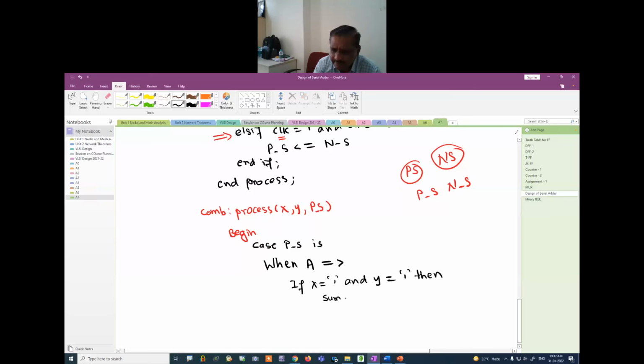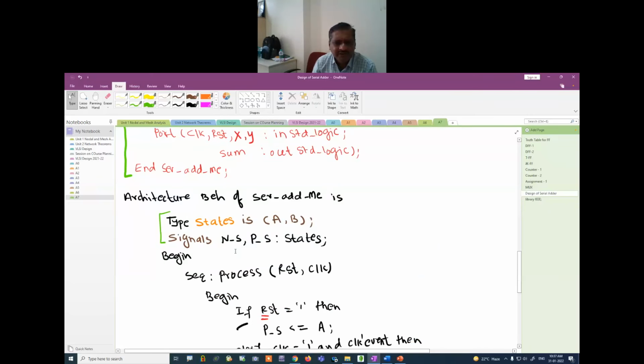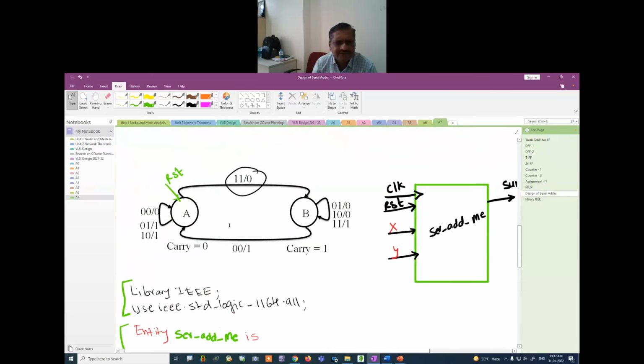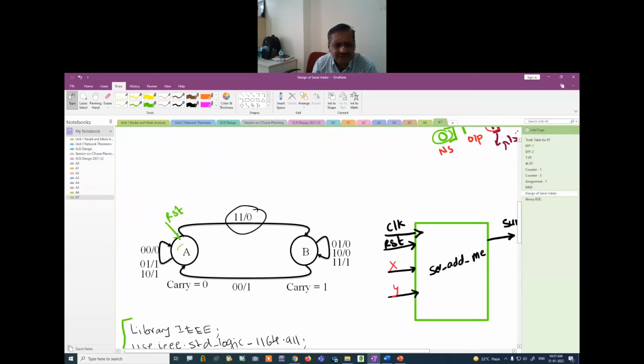Sum will be 0, and the next state will be the B state. Is it right? Else if, this will be for 1, 1. Is it right? Look at this. If we are in the A state, inputs are 1, 1, output will be 0, and the next state will be this, that is the B state. Is it right? Now I'm coming back.